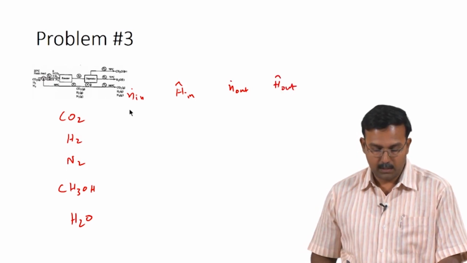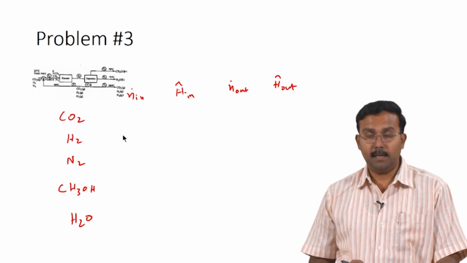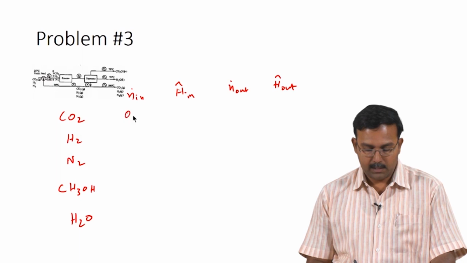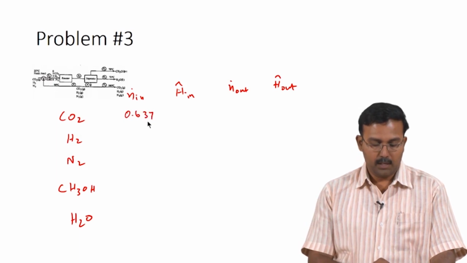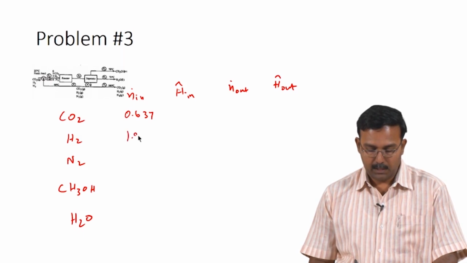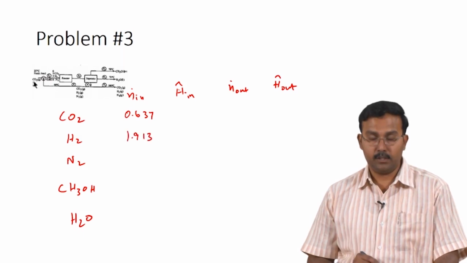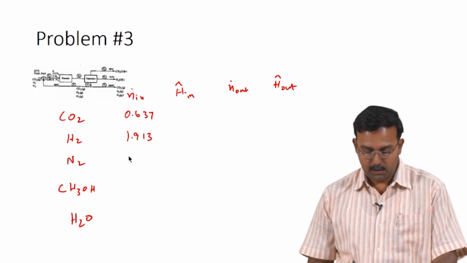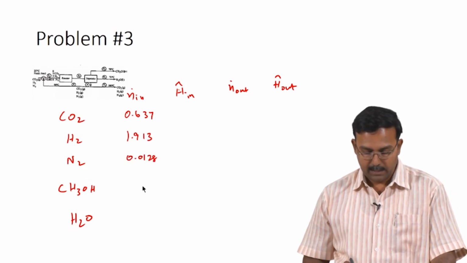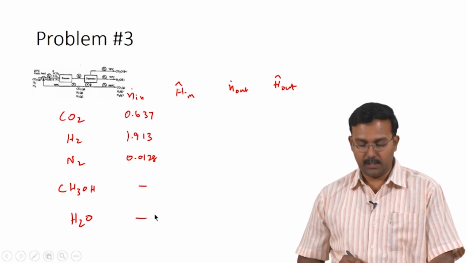So, let us fill out the values. So, based on the material balance calculations we have performed, we know that 0.637 kilomoles of carbon dioxide enters through the fresh feed, 1.913 kilomoles of hydrogen enters through the fresh feed, and 0.0128 kilomoles of nitrogen enters to the fresh feed. There is no methanol or water entering to the fresh feed.